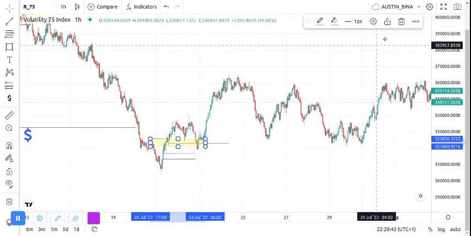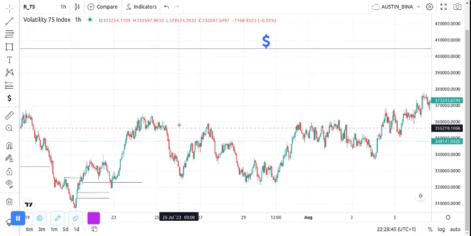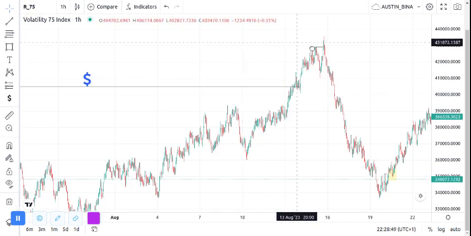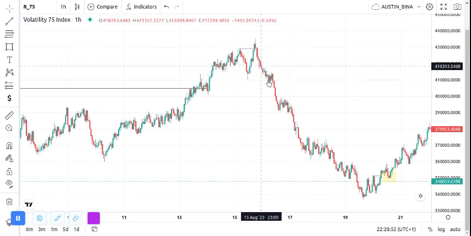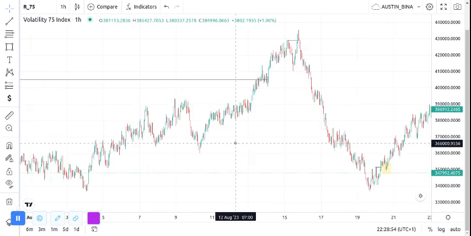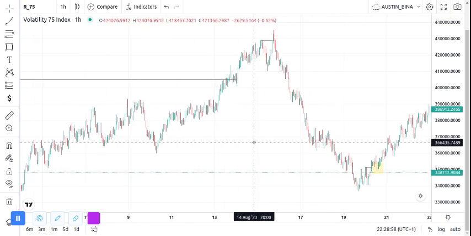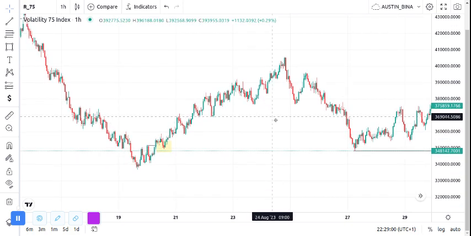So let's quickly take a look at something else again. Price took out liquidity here. Look at what happened. Another shift in market structure, and then price reversed. So this is what happens all the time, guys. So let's not sleep there.